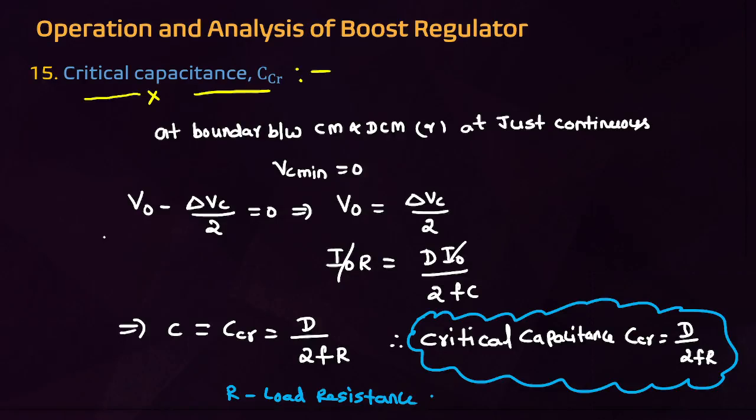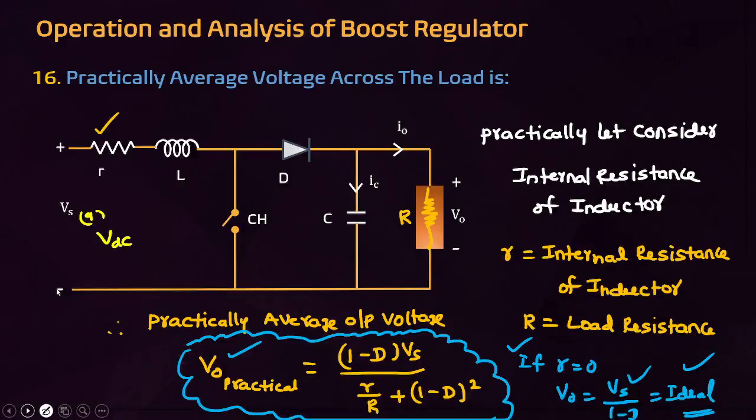Then this is the critical capacitance formula. What is the critical capacitance? A very, very important 5-star formula. C critical equal to D by 2FR. In the case of a boost regulator, critical capacitance equals D by 2FR, where R is the load resistance, friends.